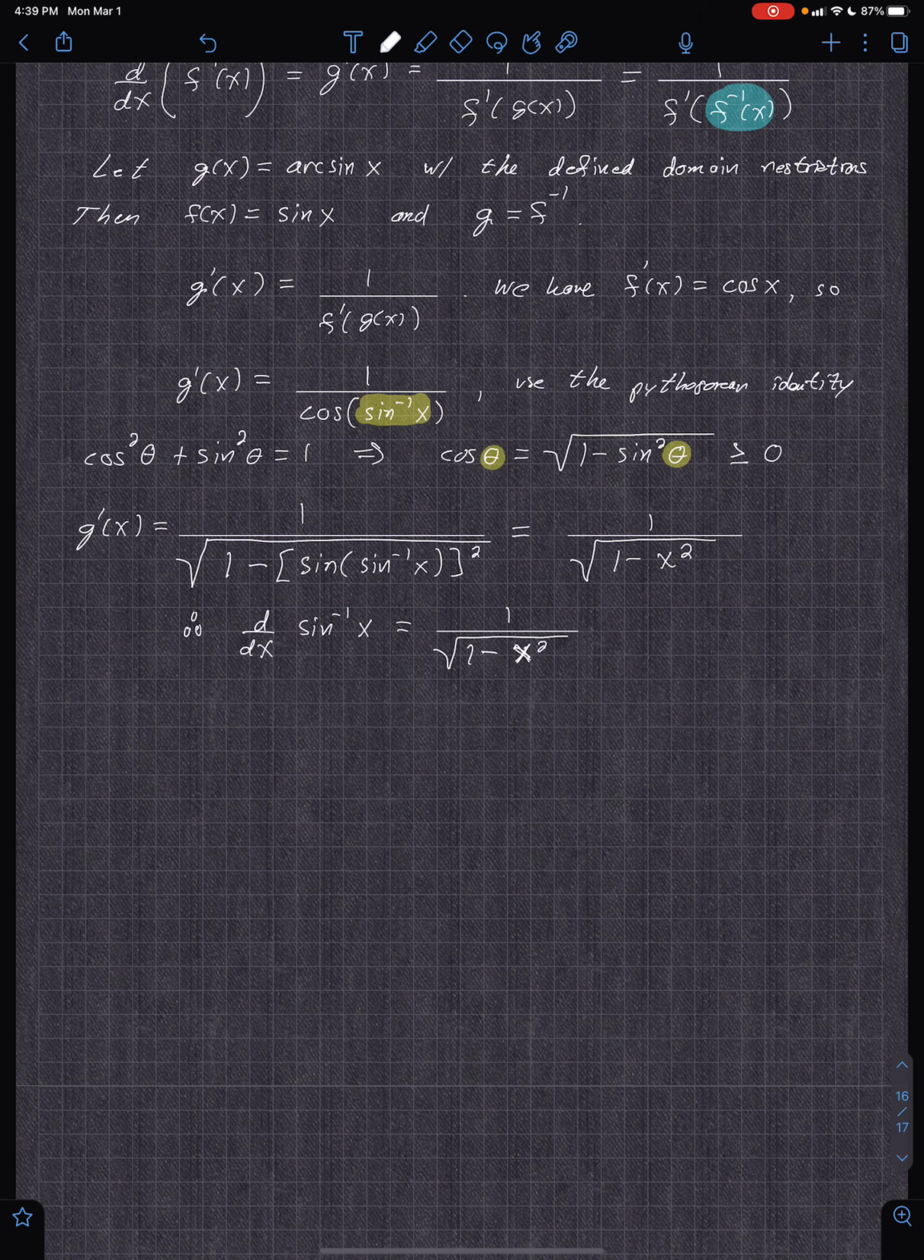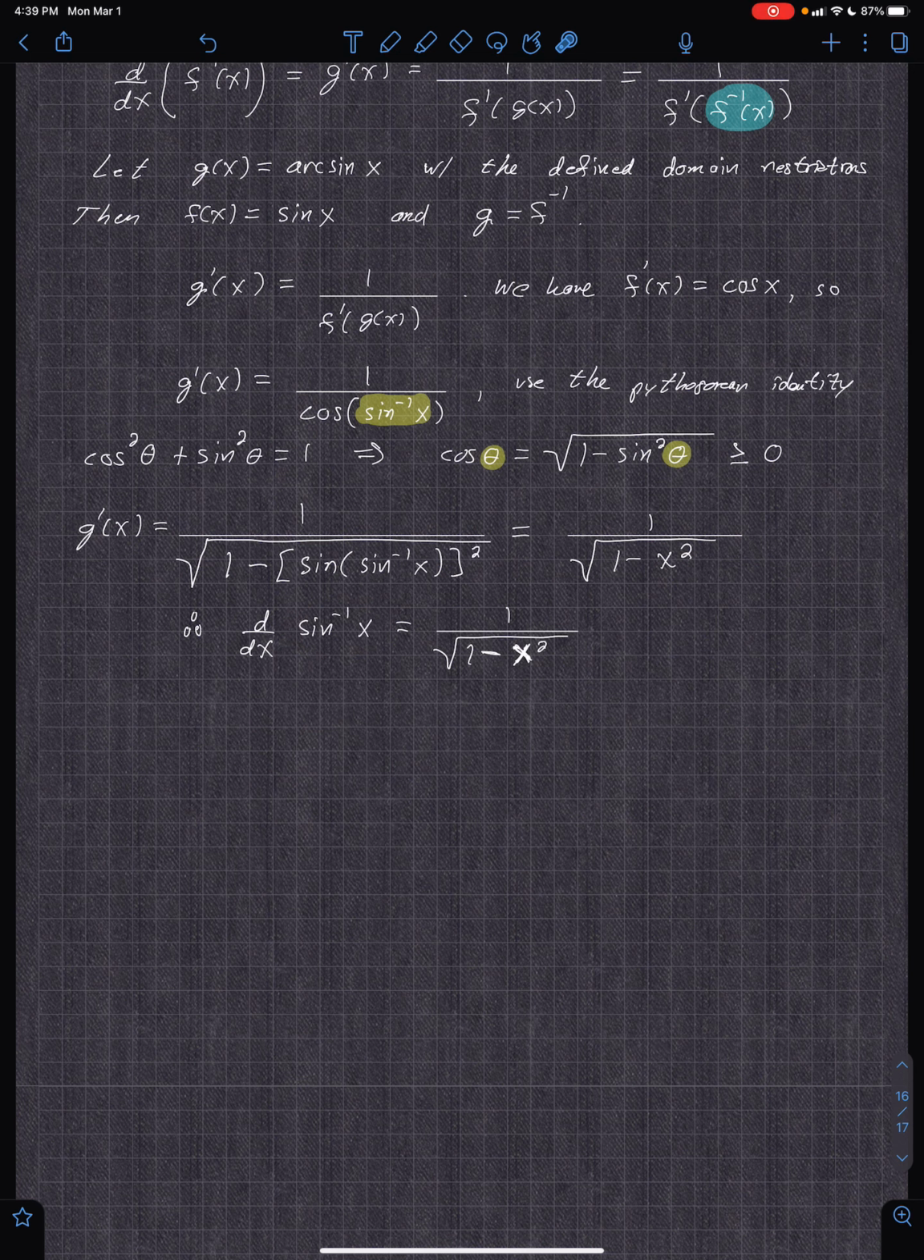So you want to be able to recognize this derivative. When you see a root and a 1 minus something squared, so it's a value minus something, that's a sine inverse situation.